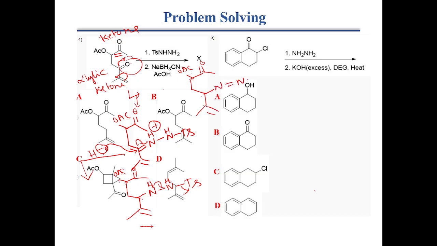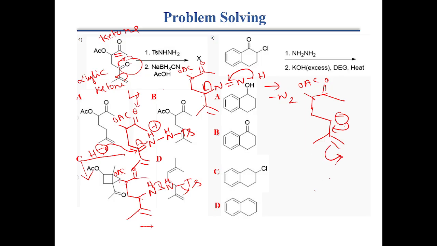N double bond N. Now there is a possibility of liberation of nitrogen. Nitrogen will be removed, and elimination of nitrogen will form this carbanion. Now this carbanion will go this way and epimerize this double bond.